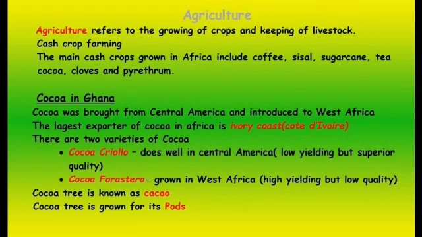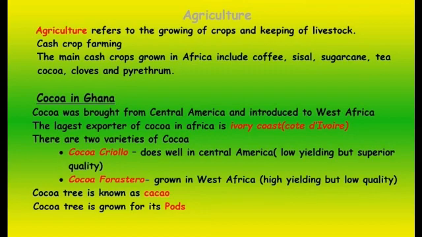There are two varieties of cocoa. The first one is Cocoa Criollo. This type of cocoa does well in Central America. The variety is low yielding but has superior quality.